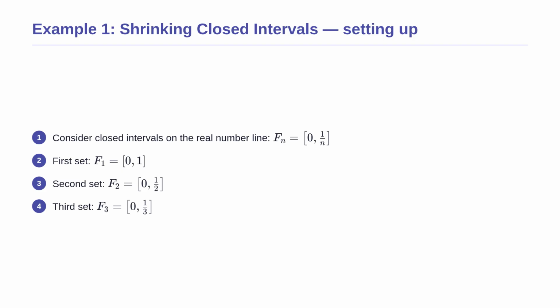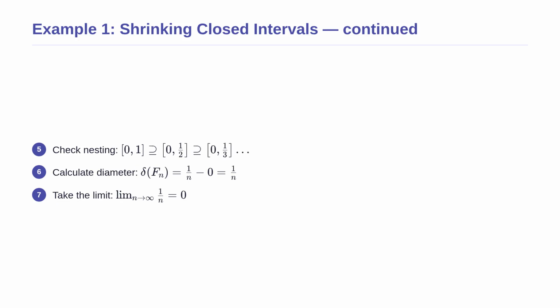Let us write out the first few sets to clearly see what is happening. The first set, F1, contains all numbers from 0 to 1. The second set, F2, is from 0 to 1 half. The third is from 0 to 1 third. Because we use square brackets, they include their exact boundary endpoints, proving they are closed sets.